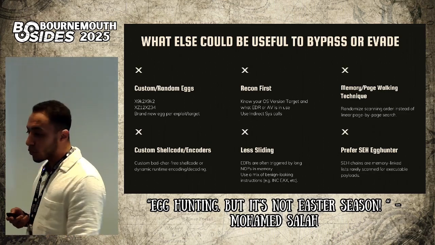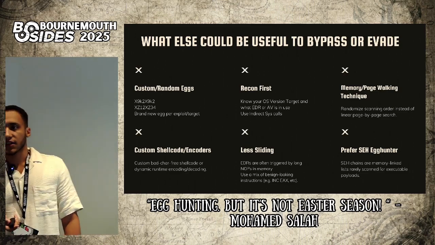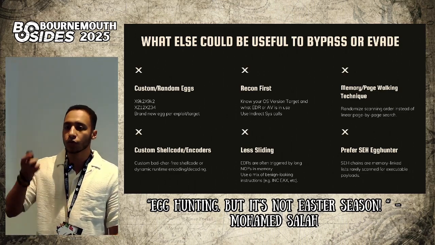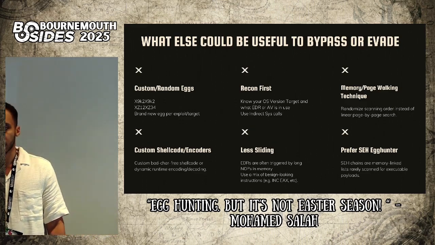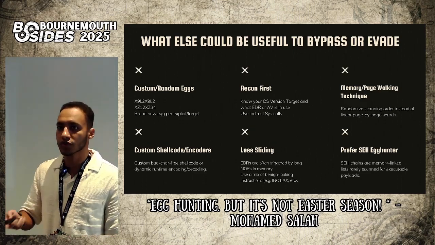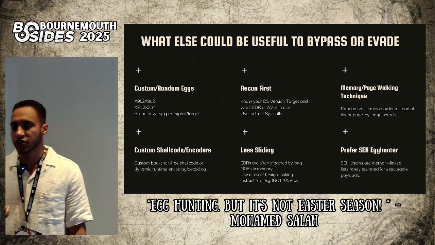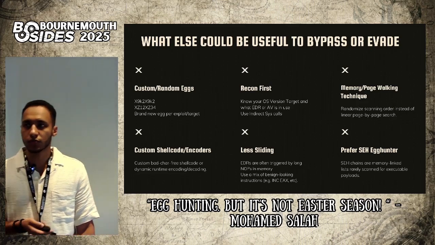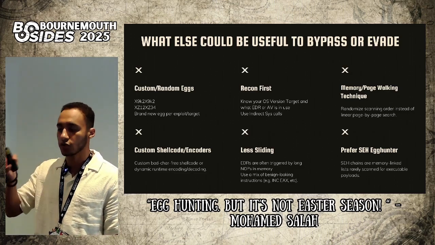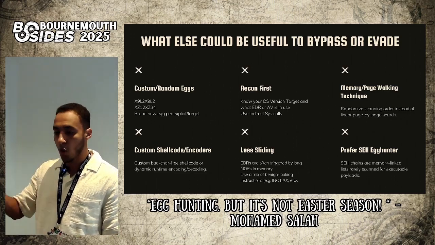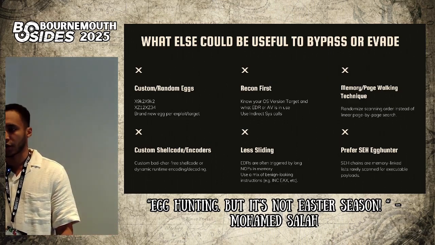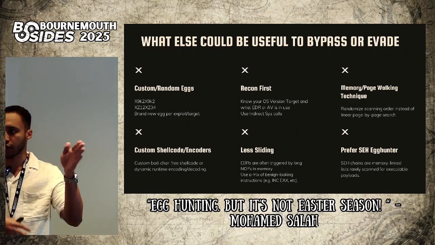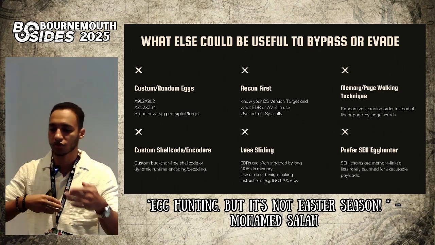Also, regarding memory page walking techniques, if EDRs see that you're searching memory pages one by one, it will flag. Someone who keeps checking all the memory pages of the current process one by one can be suspicious activity. So instead of that, you can randomize your memory walking, for example by picking random numbers from 1 to 1,000.